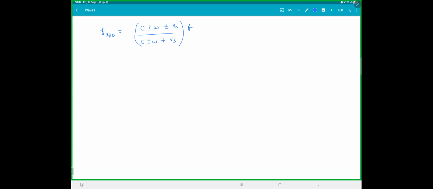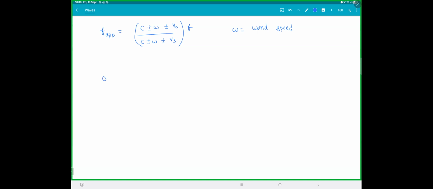These are velocity with respect to what? They are not velocity with respect to the ground frame. They are the velocity with respect to the medium. So if the wind itself is blowing, your speed of sound will get affected. So W is your wind speed.